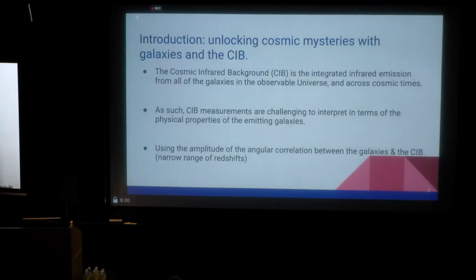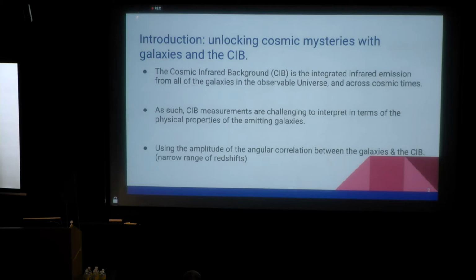So before we get started, tying back to my title, the cosmic background deconstructed can really be used to untie cosmic mysteries with the use of galaxies and the CIB. So what is the CIB? The CIB stands for the cosmic infrared background, and it's basically infrared radiation that comes from stellar dust. So by actually looking at the CIB, you can, like I said, expose the cosmic mysteries. And specifically, what I focused on was exposing the history of star formation.